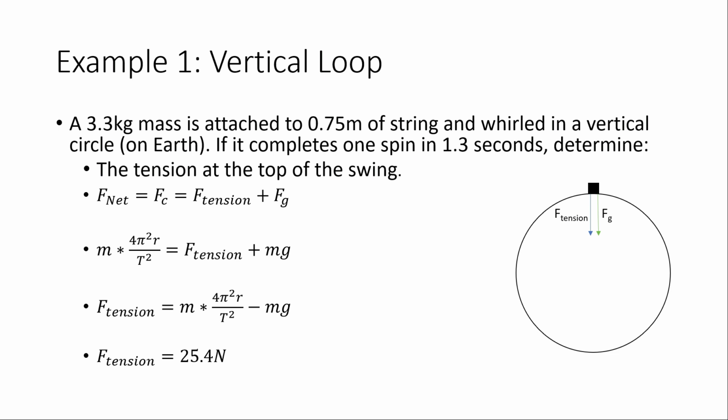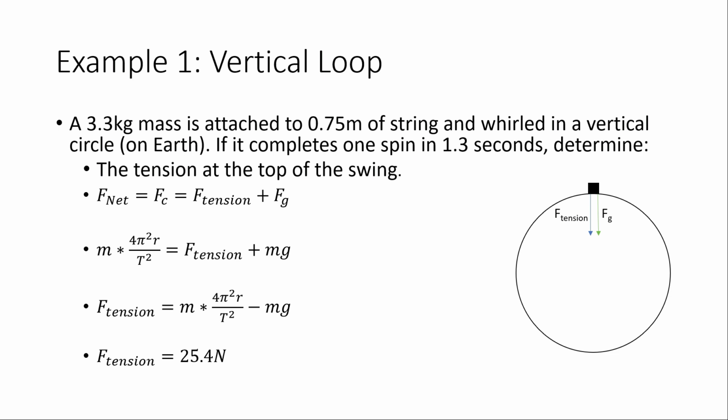I just plugged in my numbers after this. Feel free to double check my calculator work. I think I got it right, but mistakes happen. Hopefully, you feel comfortable and you're like, okay, my centripetal force is directed into the center. That's down. Tension and gravity are both pointing down. They're working together. They add, and we can solve for our tension because that's the only variable we don't know.